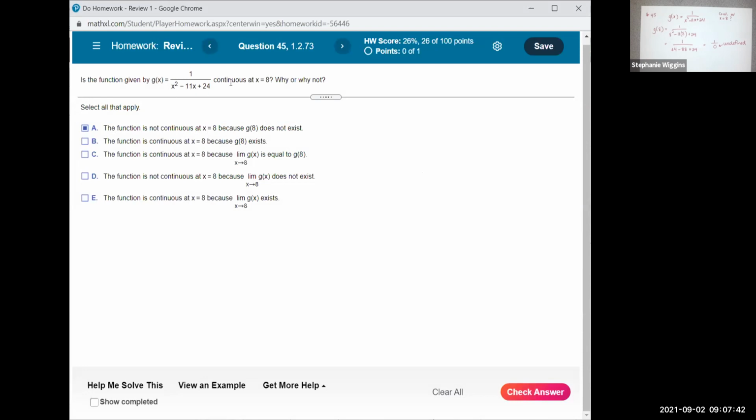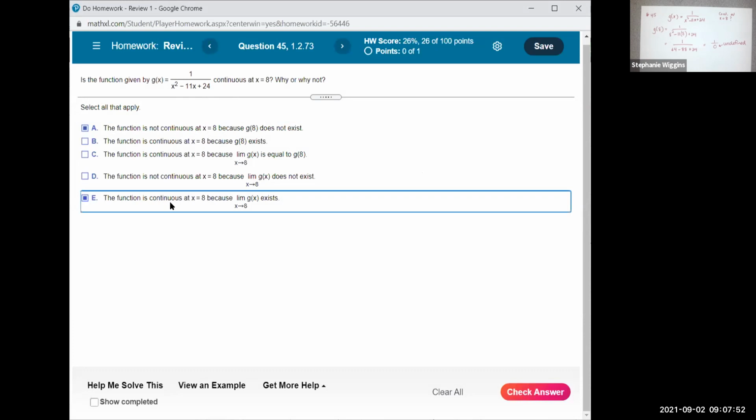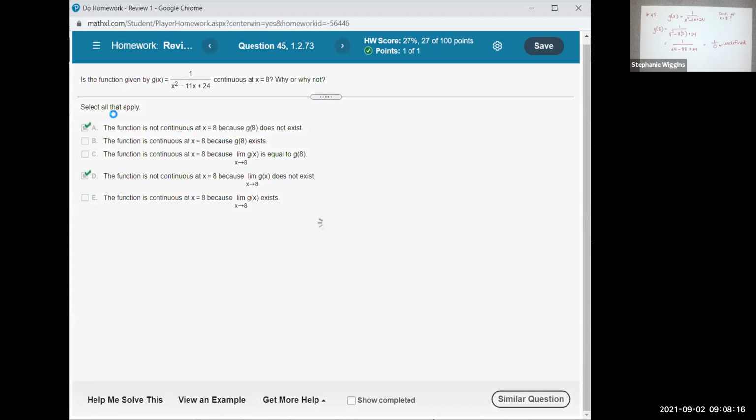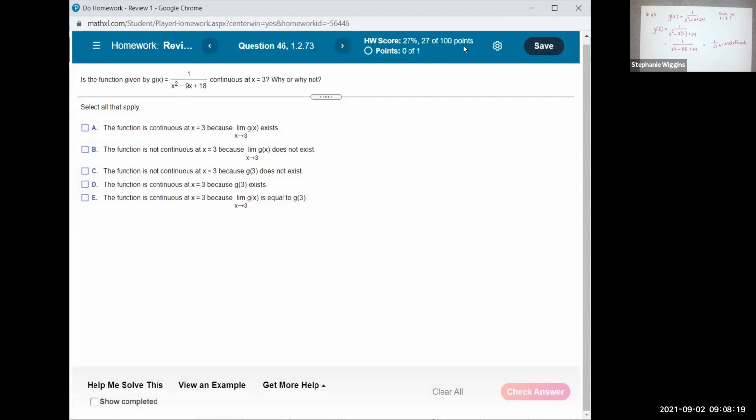If you test the left and right hand limits, you're going to go off to infinity. So I should also check these other choices down here. I thought it was one or the other, but it's all that apply. So the function is continuous at x equals 8 because g of x, no, that's not right. The limit does not exist. There we go. Okay, that's correct. Got to read the instructions. Check all that apply. Okay.